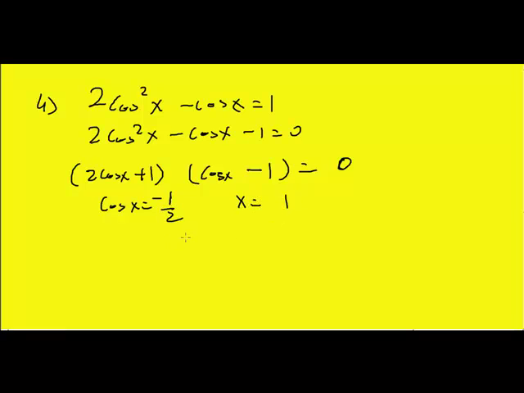Where is cosine x equal to negative 1 half? Well, it's got to be in the second quadrant and third quadrant. So negative 1 half, that means x is equal to 2 pi over 3. And then x is equal to 4 pi over 3. Where is cosine x equal to 1? Okay, when x is equal to 0.